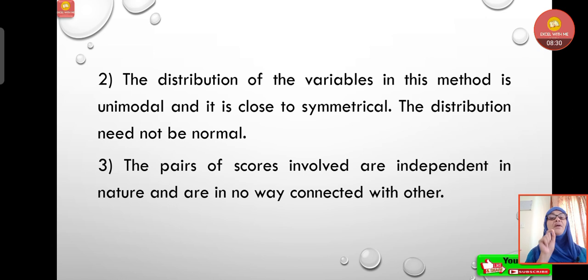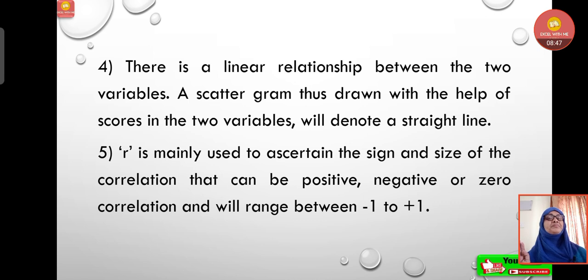The distribution need not be normal here. Maybe the skewness we understood, it can go this side or that side, positive or negative. The pairs of scores involved are independent in nature and are in no way connected with each other. There is a linear relationship between the two variables. A scattergram drawn with the help of scores in the two variables will denote a straight line. Now R is mainly used to ascertain the sign and size of the correlation that can be positive, negative or zero correlation and will range between -1 to +1.